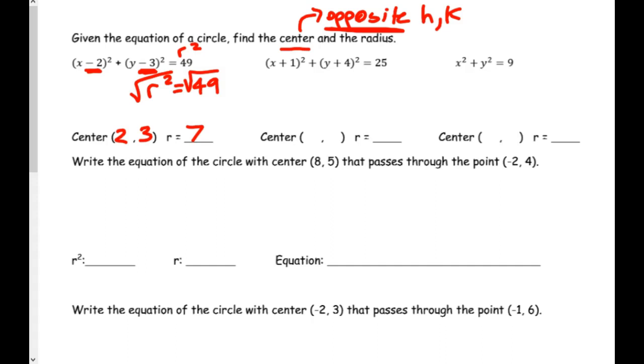All right, next one. What's the center? Opposite of plus 1? Negative 1. Opposite of plus 4? Negative 4. And then r squared equals 25. So, square root, straight up 5.